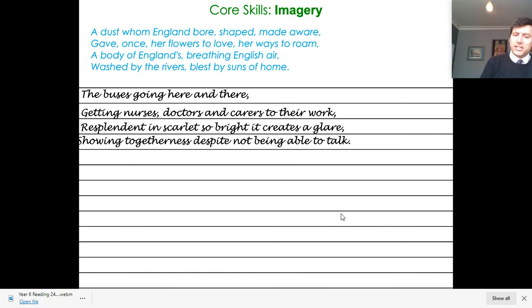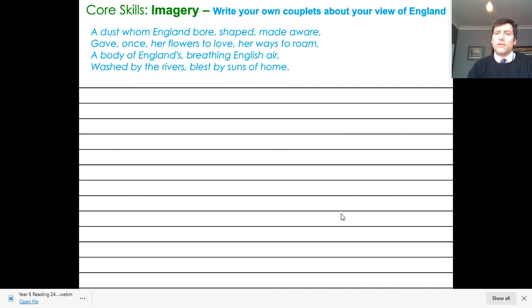But rather than getting nurses, can we change that verb? Rather than work and talk, can we change the ending? Can you paint a picture that's more beautiful maybe than buses going here and there? What is it about the buses? Okay, what is it about them? So can you improve mine? And once you've improved mine using the idea of the Rupert Brooke image of England there, you then try and write your own couplet about your view of England.